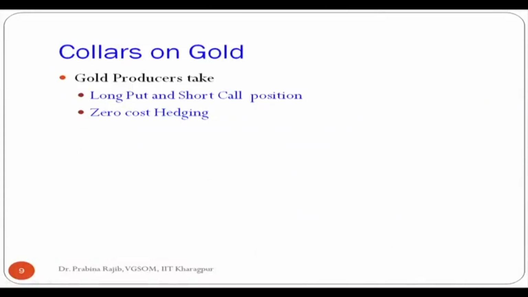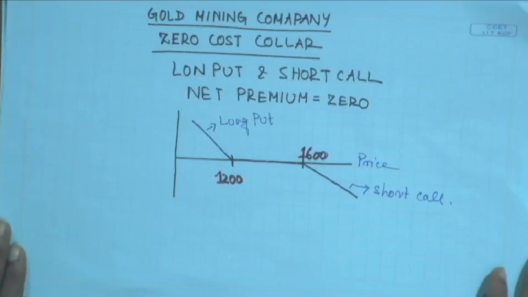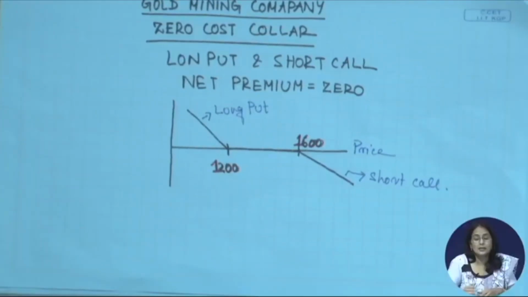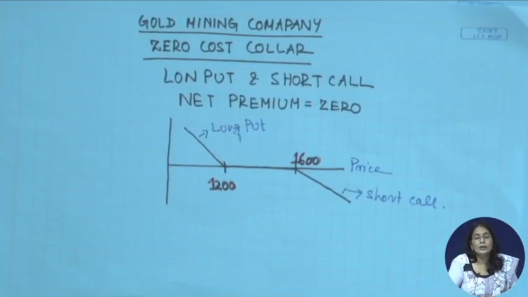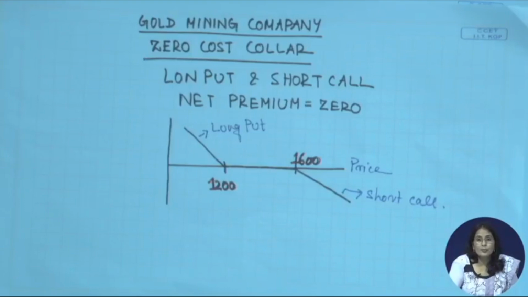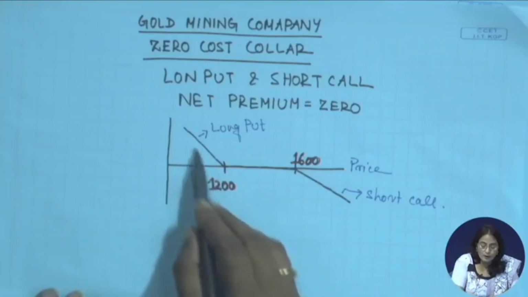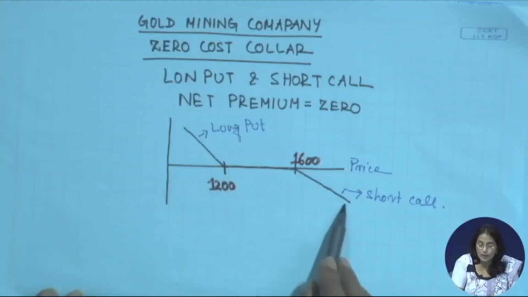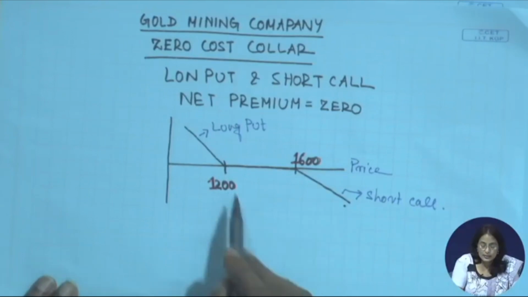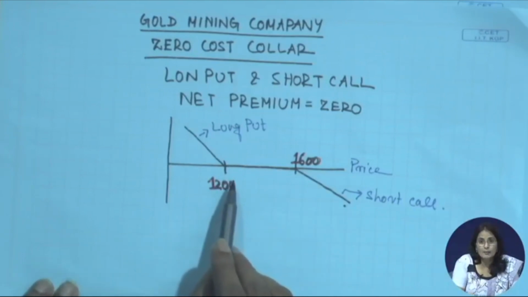Now let's go to collar and gold. We have already discussed it in the last class. I'll just quickly show you what a gold mining company does. Besides a long put, it will take a short call such that the net premium is 0. So this is the payoff for the long put, this is the payoff for the short call.